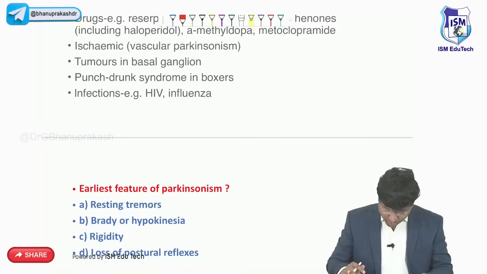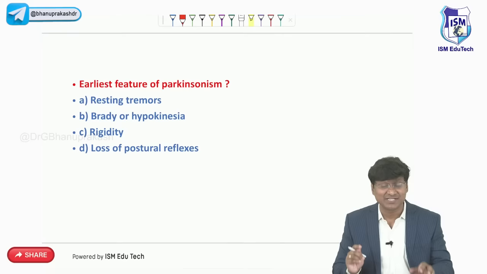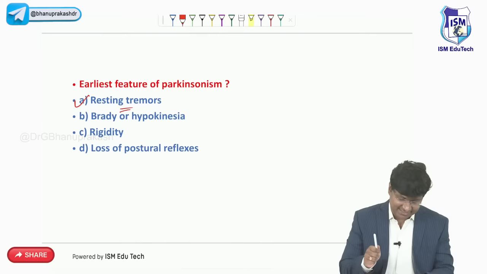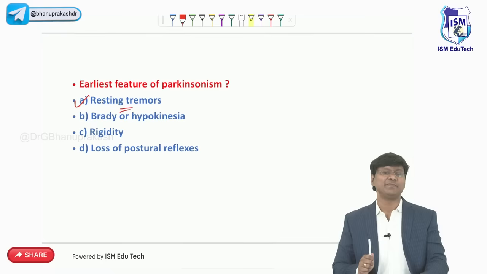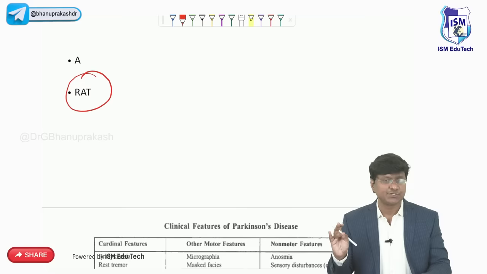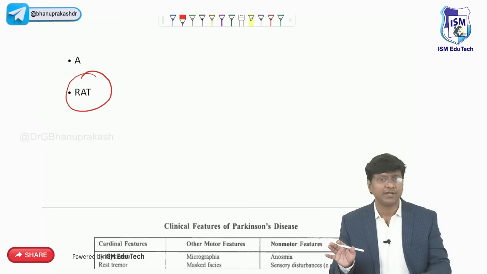And you should know what is the earliest feature of Parkinsonism. Anyone of you? What is the earliest feature in Parkinsonism? The earliest feature in Parkinsonism will be, yes, very good, that will be tremors. Okay. Resting tremors, it is not hypokinesia. It is the resting tremors that will be the earliest manifestation in case of Parkinsonism. And you should know this triad in Parkinsonism. What is this? RAT. RAT stands for rigidity, A stands for akinesia, T stands for tremors. And that too, what type of tremors will you have? That is resting tremors.